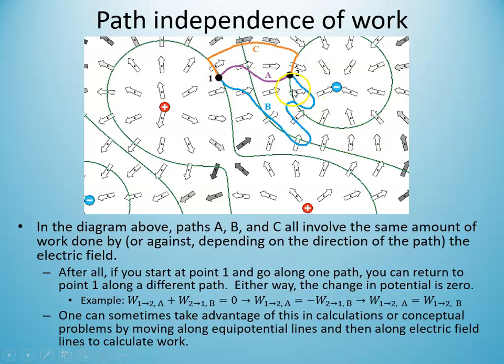So here's another illustration of this path independence of work. In this case, the equipotential surfaces let us see where certain areas have a certain electric potential. In other words, everywhere along this kind of circular region has the same electric potential. And everywhere along this almost figure-8 region has the same electric potential, though it's different from what's on the circular region. But still, the change in potential energy from point 1 to point 2 is the same, regardless of whether we go along path A, along path B, or along path C.